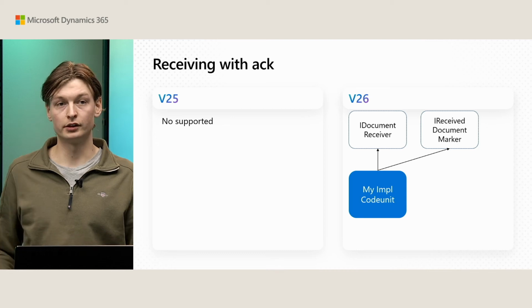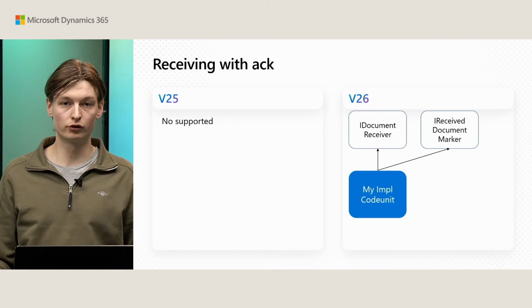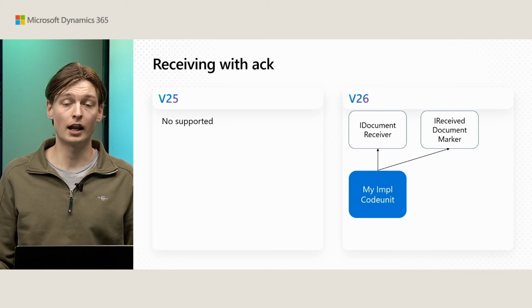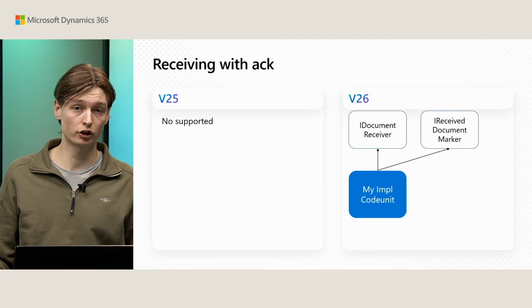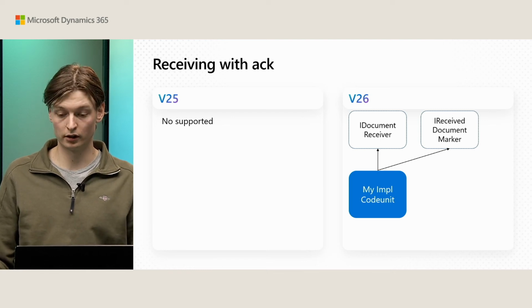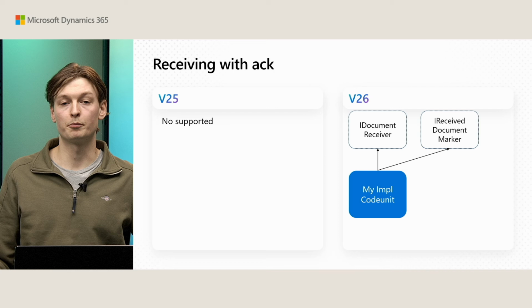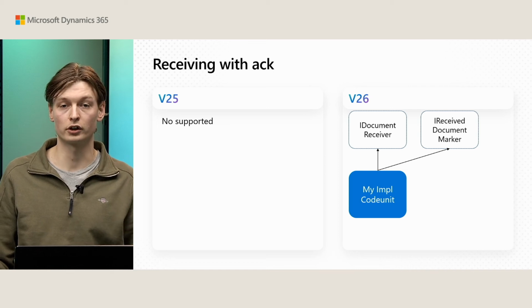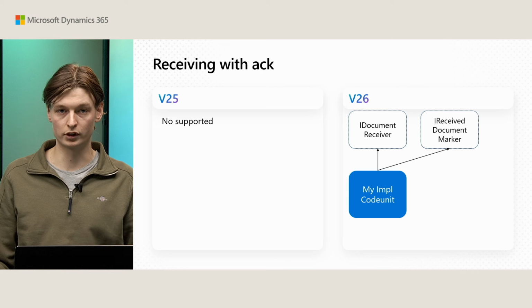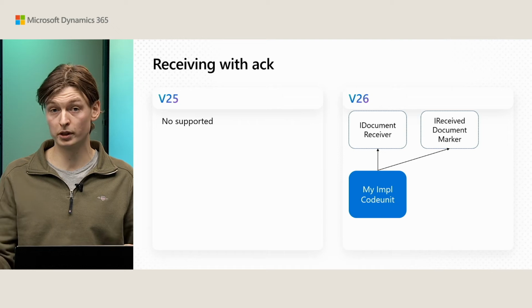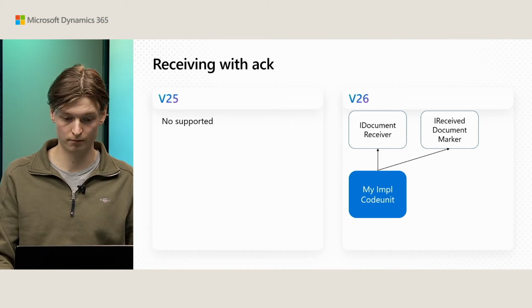Then we have added a new feature, or enriched the capabilities of the interfaces, with IReceivedDocumentMarker. This one is to acknowledge that you received something. Some services allow you to send a request saying, I received this document, so don't send it to me again, essentially. And if you implement this interface, it's optional, then you have the ability to turn that on in your connector and tell the service that you had received a document. So essentially, your codeunit can choose to implement it or not, depending on your use case.